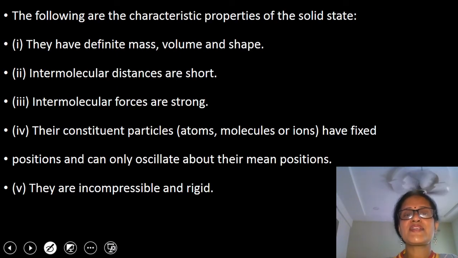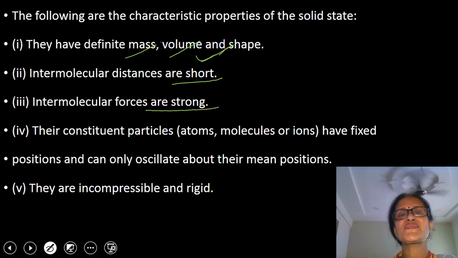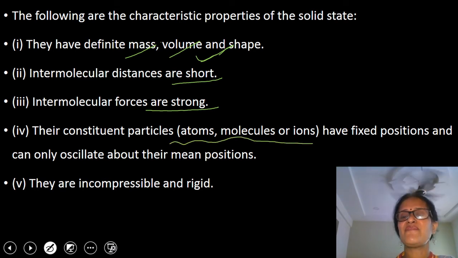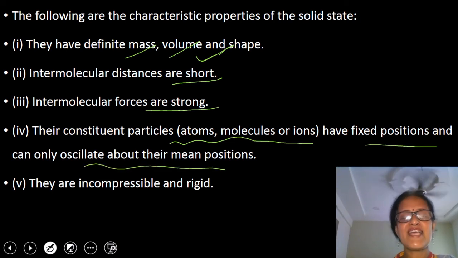So the following are the characteristic properties of the solid state. First characteristic is that they have definite mass, volume and shape. Second characteristic is that intermolecular distances between the particles of solid state are very short. Then intermolecular forces between the particles of solid state are strong. Next characteristic, their constituent particles, which may be atoms, molecules or ions, have fixed positions and can only oscillate about their mean positions. Next property, they are incompressible and rigid.